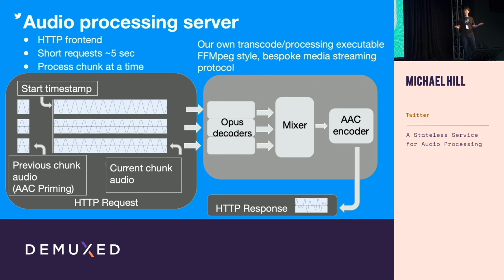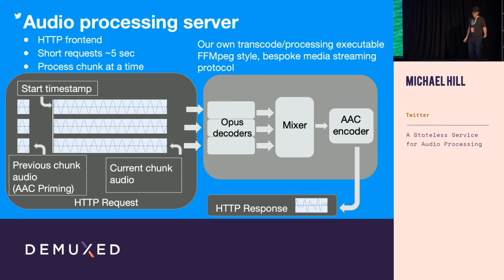So we have here an example HTTP request that's coming into the audio processing server. Previous chunked audio comes in for AAC priming from multiple participants. You have a start timestamp that indicates the beginning of the chunk you want to send back, and then you have the actual audio for the current chunk. Then on the same box we have our own transcode processing executable in an FFmpeg style. We wrapped the encoders and decoders with our own executable, and we have a bespoke media streaming protocol, which is basically a container format plus a command format in the same box here.